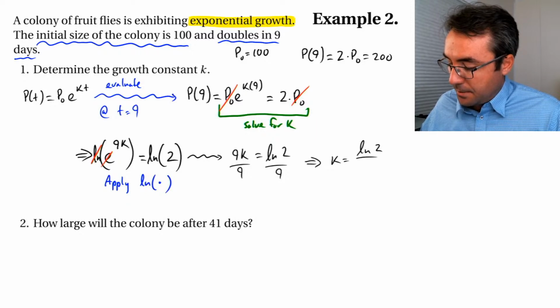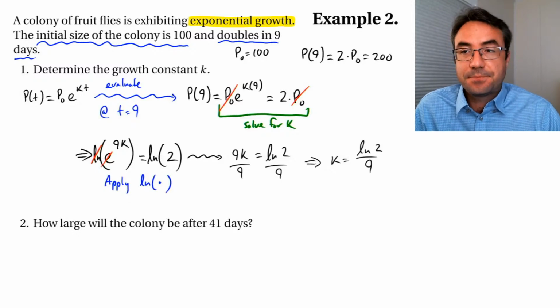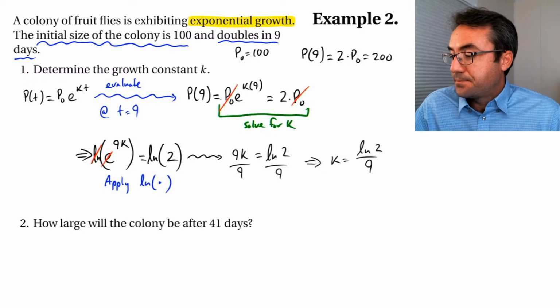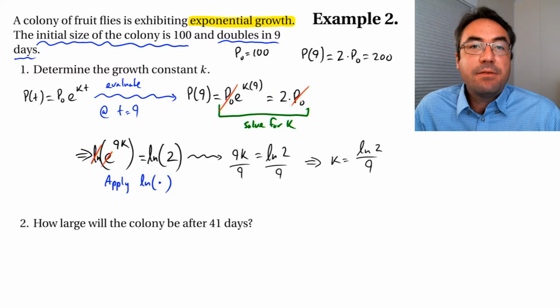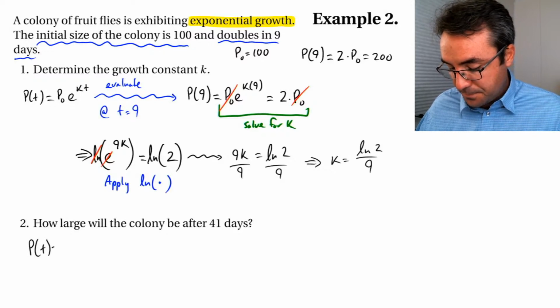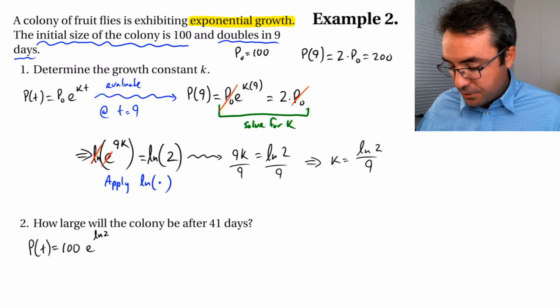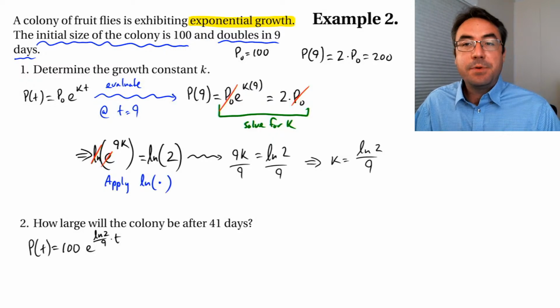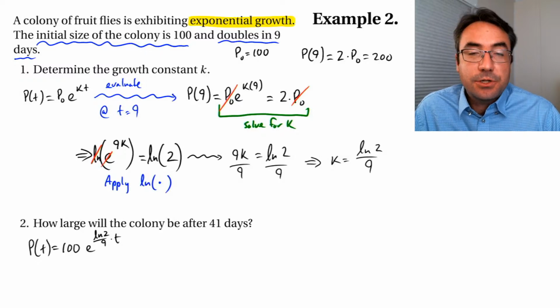And so there's our growth constant k. It's natural log 2 over 9. All right. So now we have all the information we need to find our function P of t, a nice formula for our function P of t. So let's write that down. Our initial population was 100, and then our k value was natural log 2 over 9. So our population function, P of t, is 100 times e raised to the natural log 2 over 9 times t.